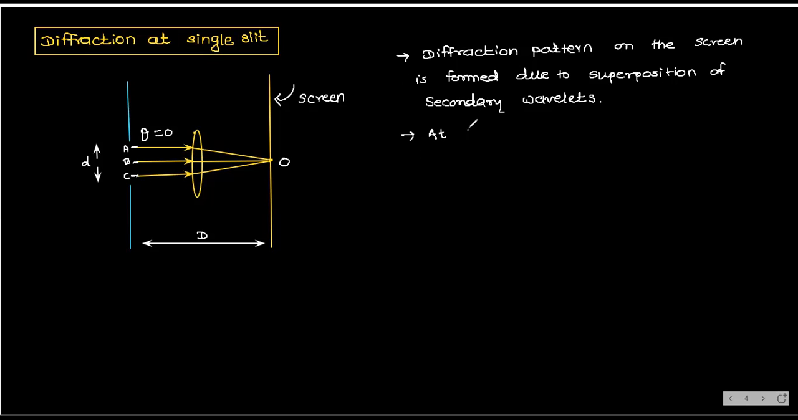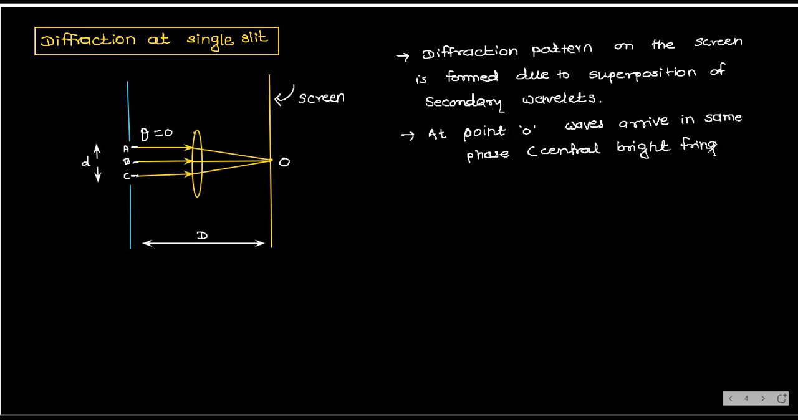So at point O, waves arrive in the same phase, or just in phase. Hence, there is what? Central bright fringe. Right? This is the central bright fringe.